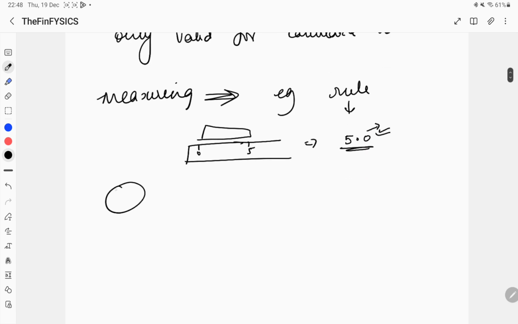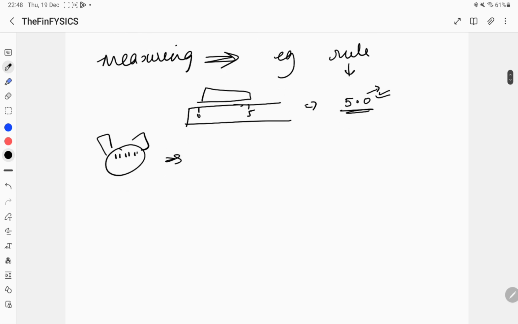If you're using a stopwatch, your stopwatch can measure minutes, seconds, and then hundredths of a second. So it's precise till hundredths of a second. Even if the reading is 2 seconds, you will have to write it as 2.00 seconds. You need to include these two zeros because that is what the precision is.